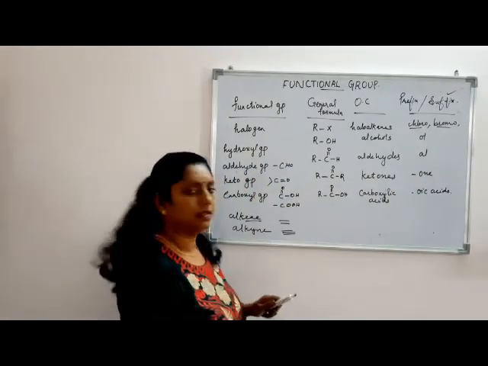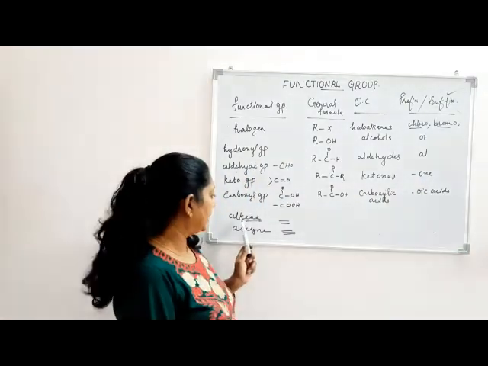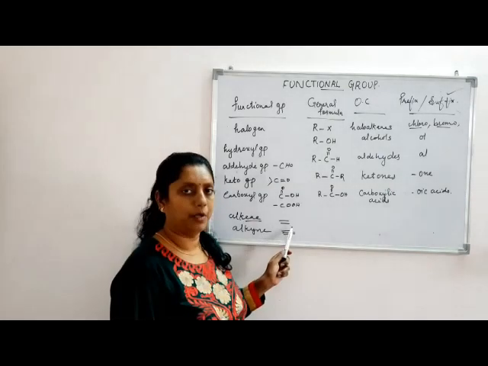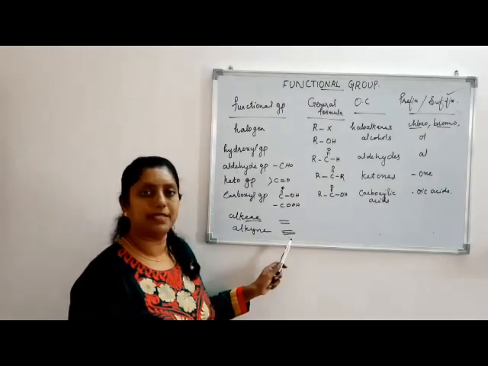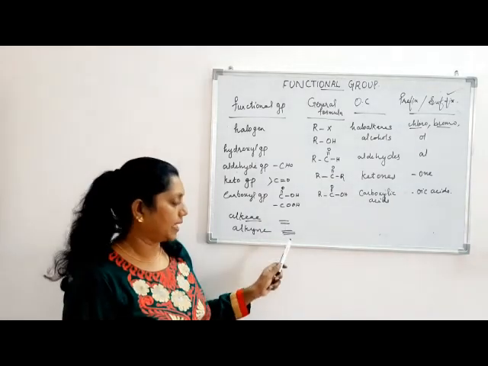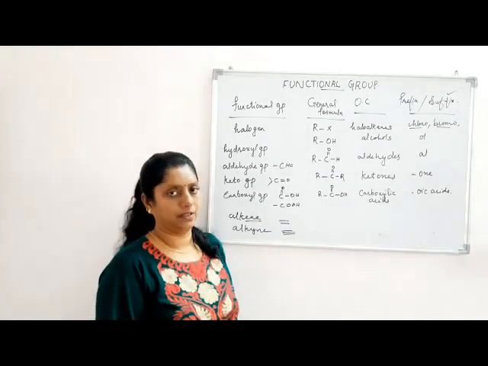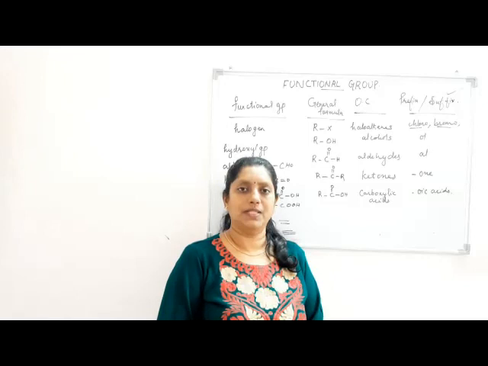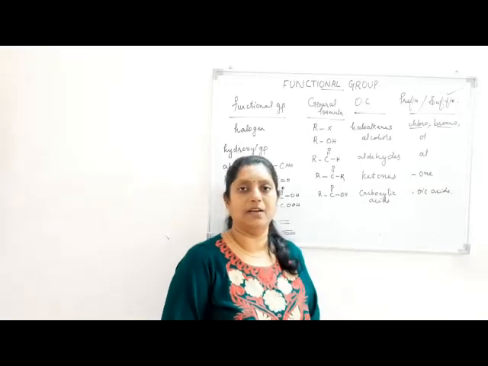Okay. The characteristic property of alkene is due to the presence of double bond, and alkyne is due to the presence of triple bond. So they can also be considered as the functional group. So these are some of the functional groups present in organic compound.